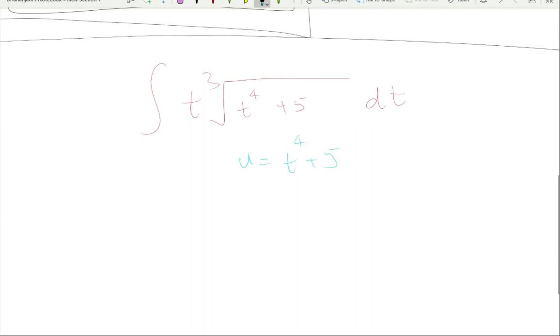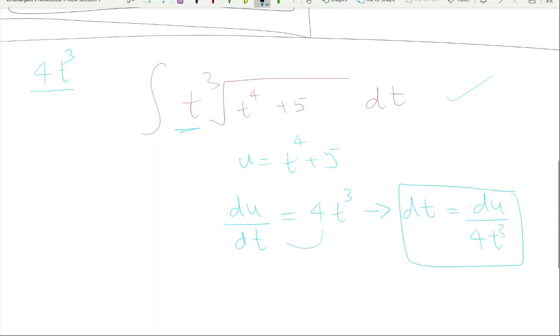Now what is its derivative? 4t cubed, right? Do we have 4t cubed somewhere? We have t cubed, but not the 4. But it's okay, we can use integration by substitution because we at least have t cubed. Let's take du over dt. If the derivative of t to the 4 plus 5 is 4t cubed, then dt is du over 4t cubed. Take that 4 to the other side.